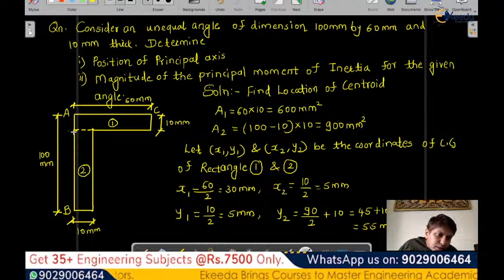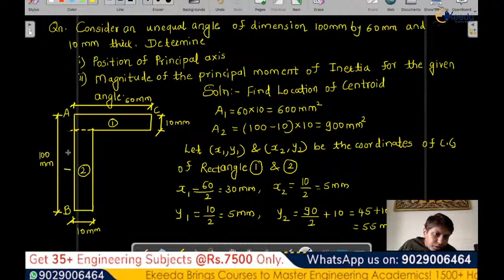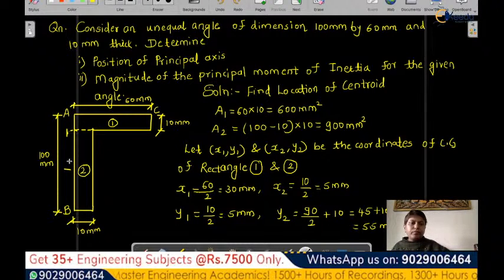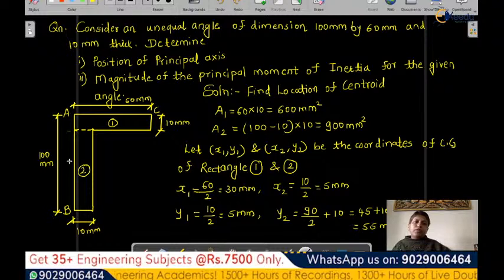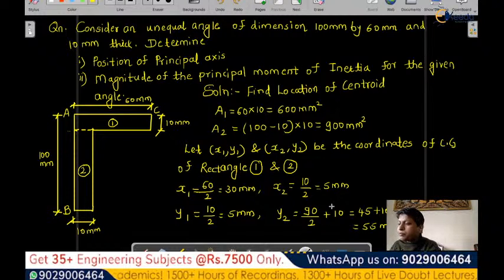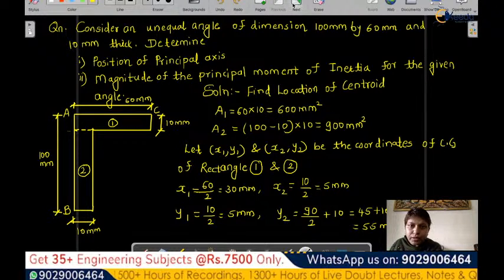So y2 means half of it, from here to here. And then we want that y distance from AC. That's why we have added 10 mm over here. So once you are done with x1, y1, then simply substitute in the formula and get the CG distance.